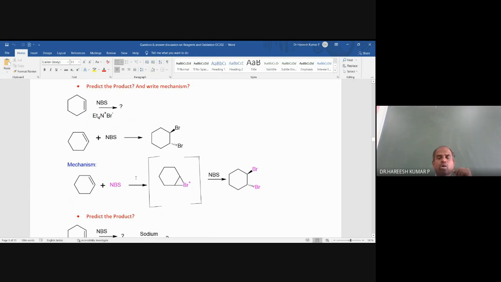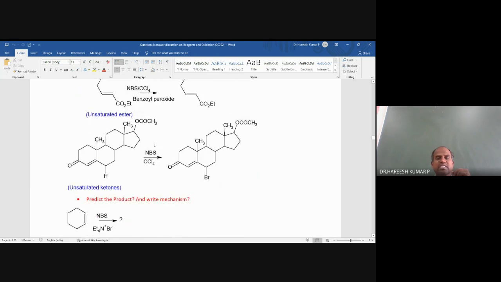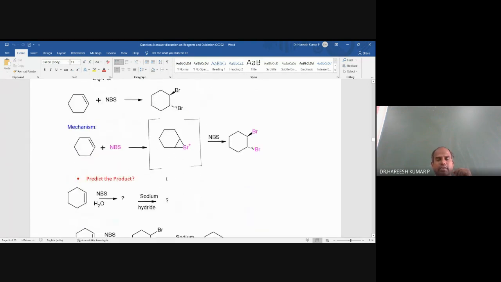NBS in a polar solvent will give you an addition product. That's what you need to remember. Whereas NBS in a non-polar solvent, carbon tetrachloride is a non-polar solvent, what will it do? It will substitute hydrogen with Br. So this is the difference between the substitution and addition reaction.